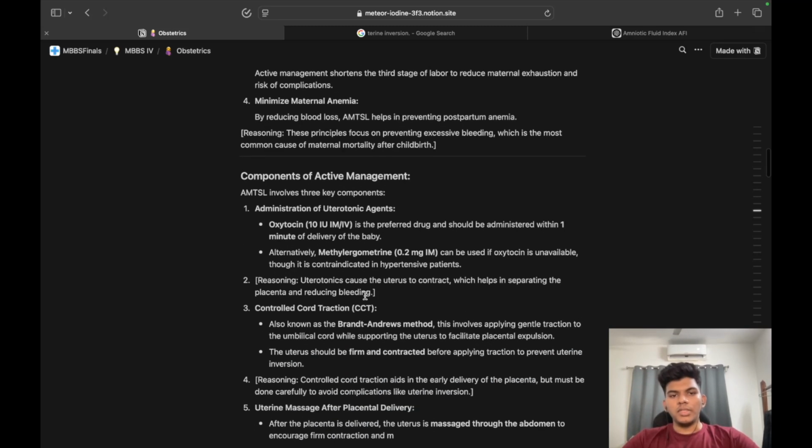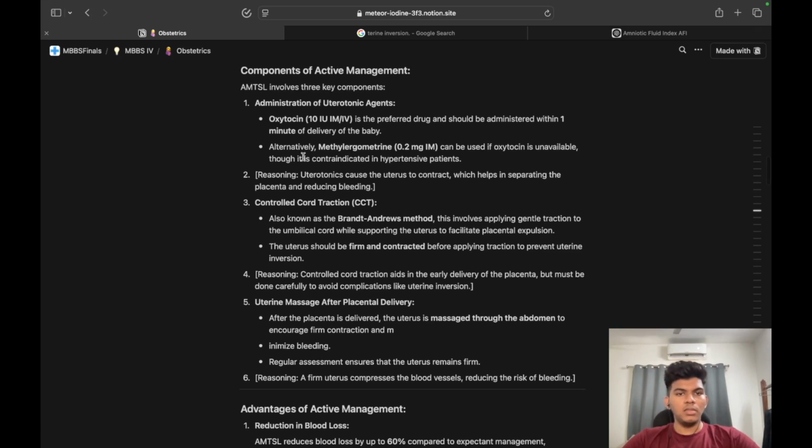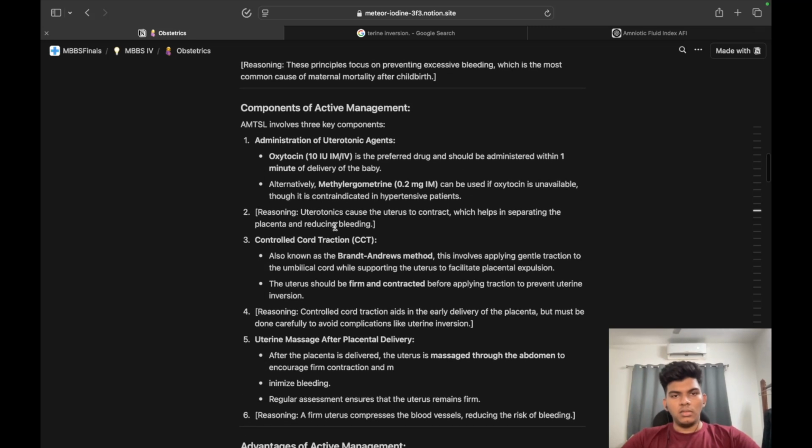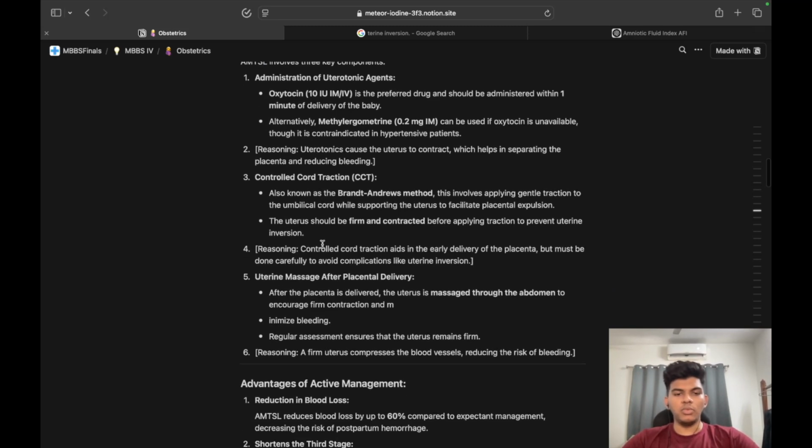So this is what it is. These are the three main components. This can come as a 3 marker too. It has been asked so many times even in our college exams, this particular thing, the components of AMTSL. So it becomes like, what is this? Okay, third, active management of third stage of labor.